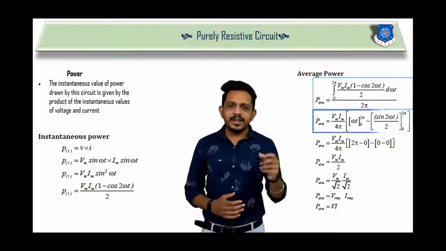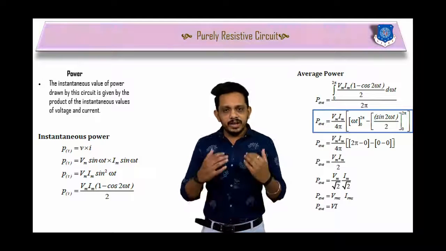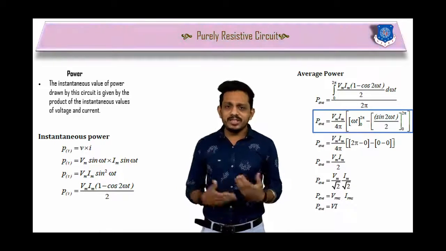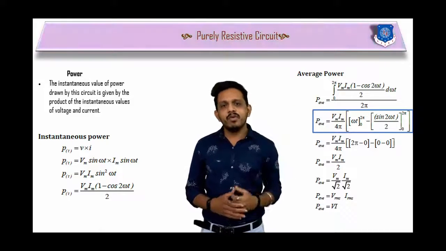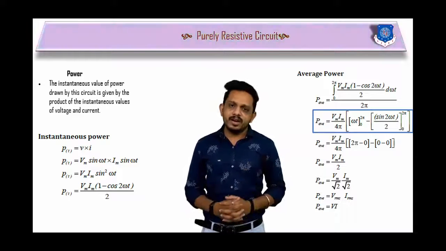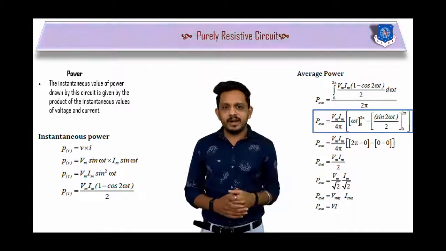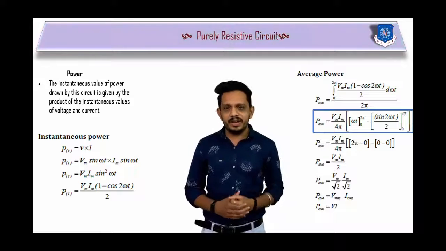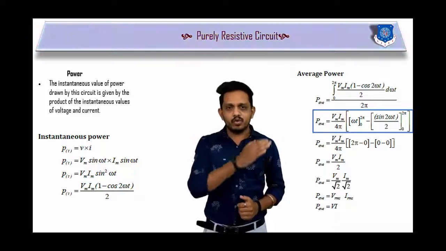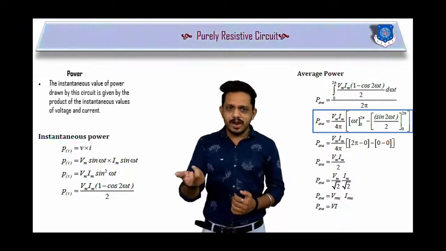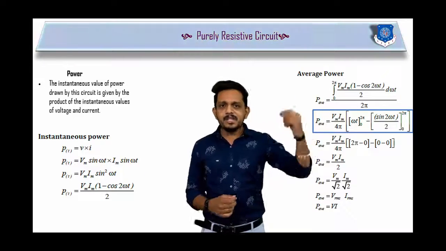Now we have to integrate this term only, that is (1 minus cos 2 omega t) d omega t. The integration of 1 with respect to theta, or omega t, will be theta, minus the integration of cos omega t, which is sin omega t. But here the term is cos 2 omega t, so the integration will be sin 2 omega t upon 2. So the integration of 1 minus cos 2 omega t is omega t minus sin 2 omega t upon 2, with limits 0 to 2 pi.